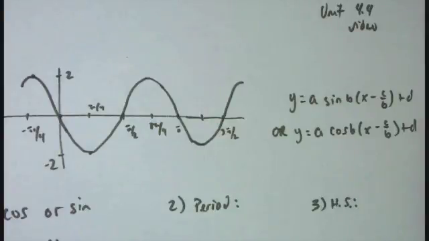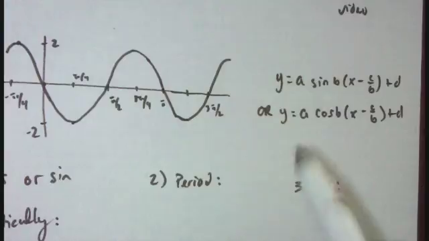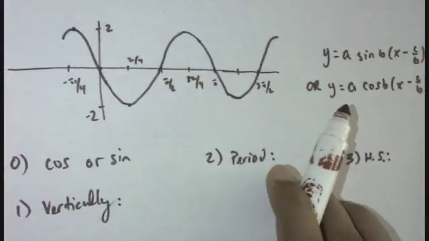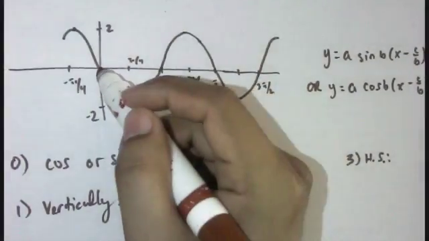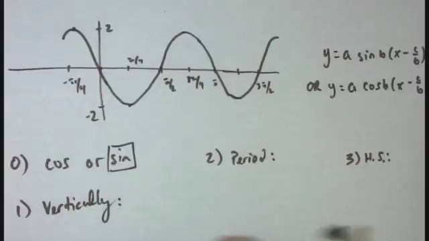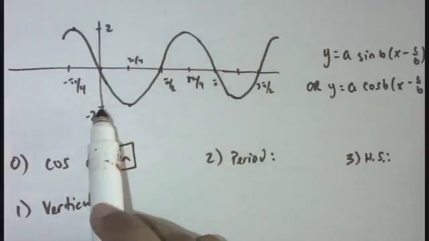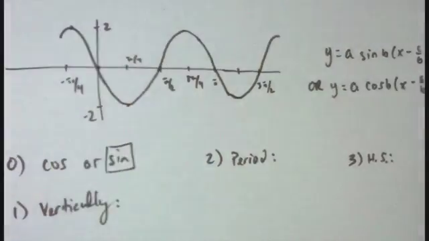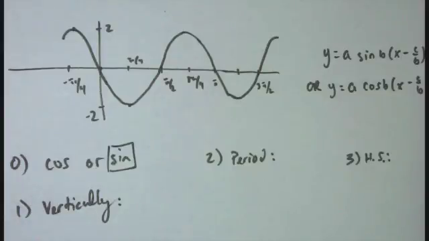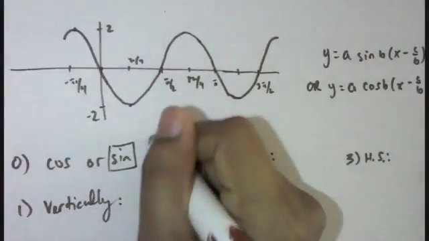Okay guys, this is Unit 4.4 video. The objective for this video is for you to take a graph of either sine or cosine and write an equation for it either in sine or in cosine. For this particular example, I notice that my graph goes through the origin. If my graph was to start from the minimum or the maximum, then I would instead use cosine. So I'll put a little note here.